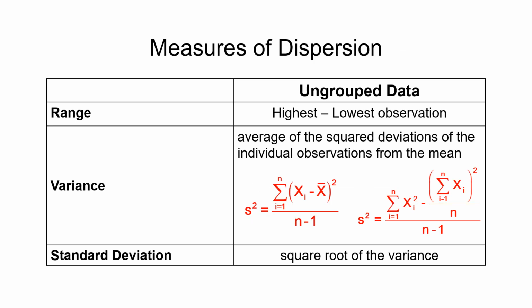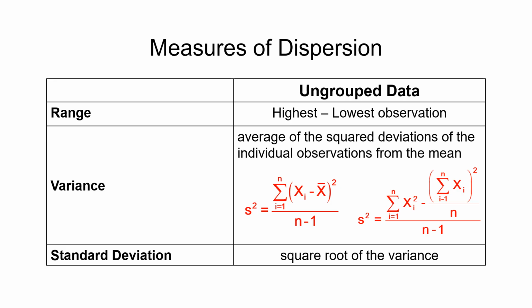The degree of spread or variability in the data is provided by the measures of dispersion, since the average alone is not enough to describe a set of observations. The range is simply the difference between the highest and the lowest value. The wider the range, the more dispersed the data. The variance, conceptually, is the average of the squared deviations from the mean.